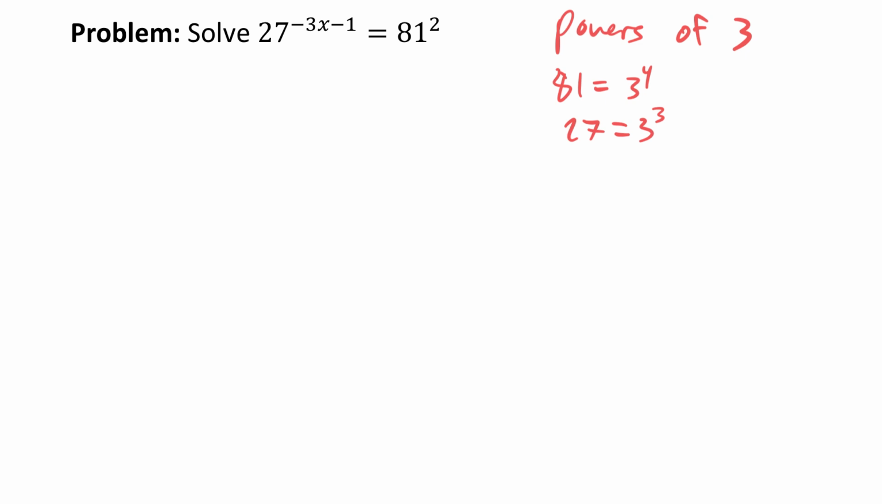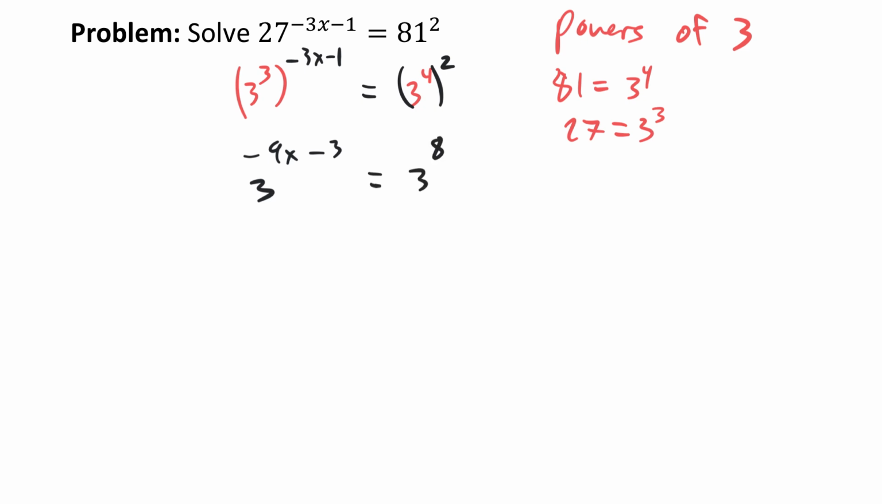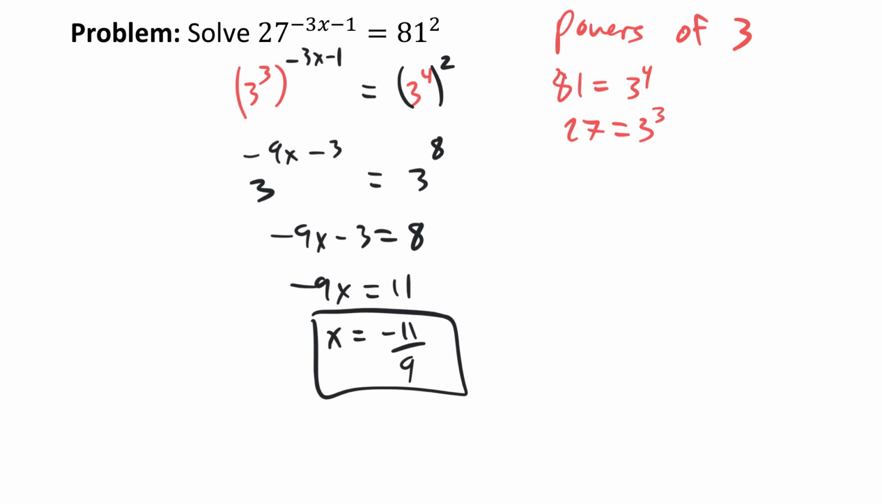All right, so we'll have 3 to the 3 here. 3 to the 4 over here. And now we got to be a little careful with the multiplying. 3 times 3, it's a lot of 3's. Negative 9x, negative 3. Here we've got 3 to the 8. So we drop the base. Move that 3 over, so that's going to be 11. Divide by the negative 9. So negative 11 over 9. Again, you can get negatives, you can get fractions. Those are totally fine for answers.